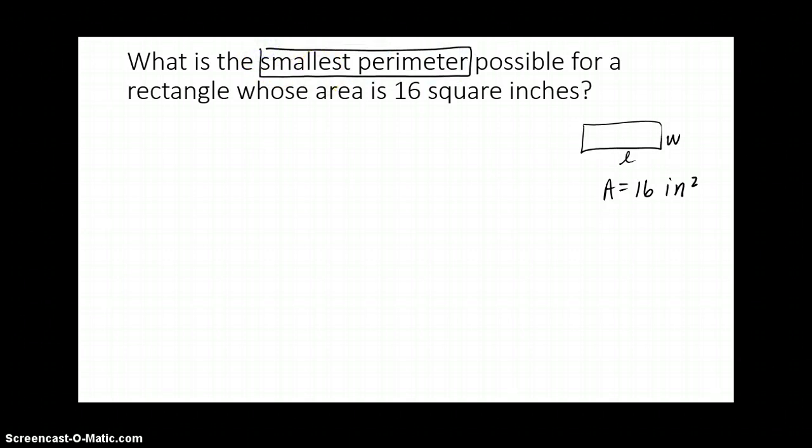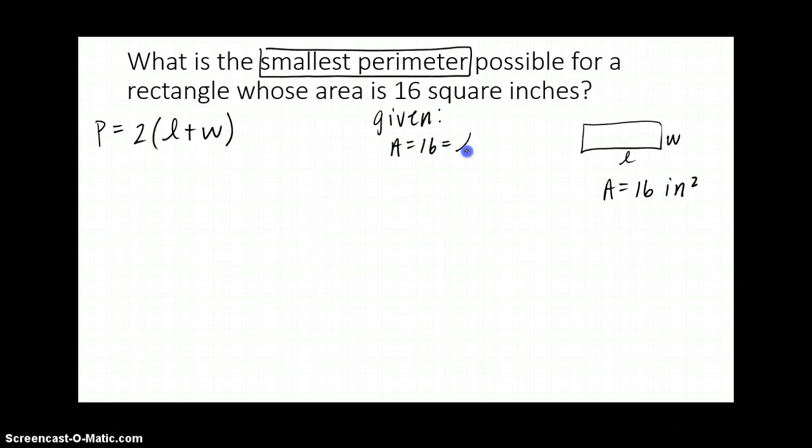Optimization is a max or a min. So we're attempting to find the smallest perimeter possible. So perimeter of a rectangle is twice the sum of the length and the width. Using the given information, write the equation in terms of one variable. So the given information is the fact that the area is 16 square inches.